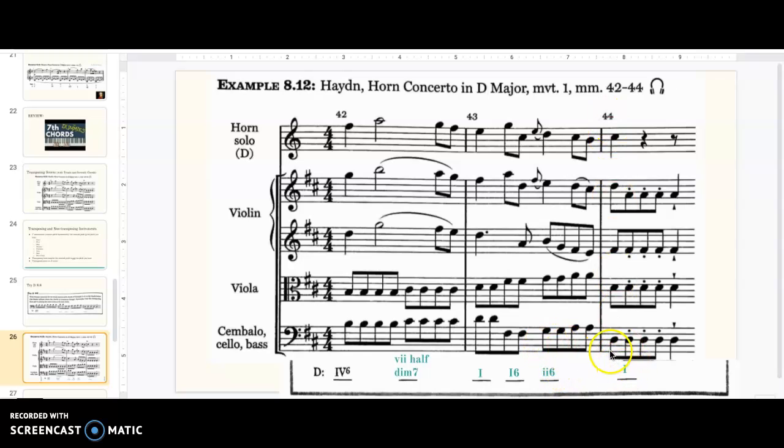And then at the very end, we have D, D, F sharp, A, D, D. We have a D triad in root position. And that's it.